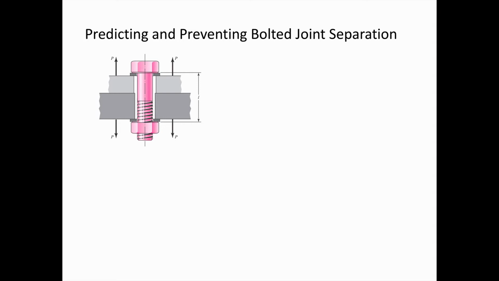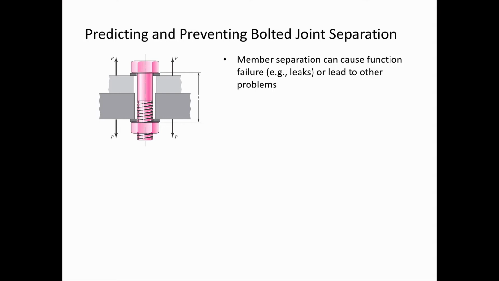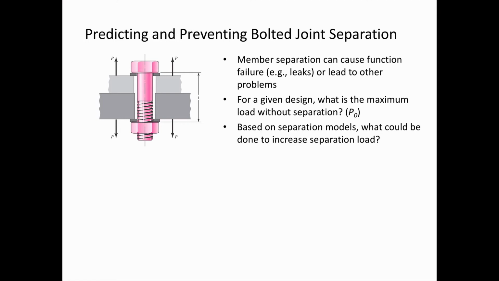Let's talk about how to predict and design to prevent bolted joint separation. Member separation is important to avoid. It can cause some type of functional failure, for example, leaks, or lead to other problems. One question we'd like to answer is, for a given design, what is the maximum load that we can apply, external load, without separation? Also, based on models we're going to go through for separation, what could be done to the design to increase separation load?